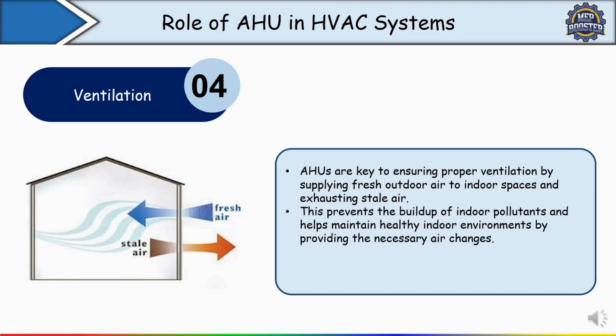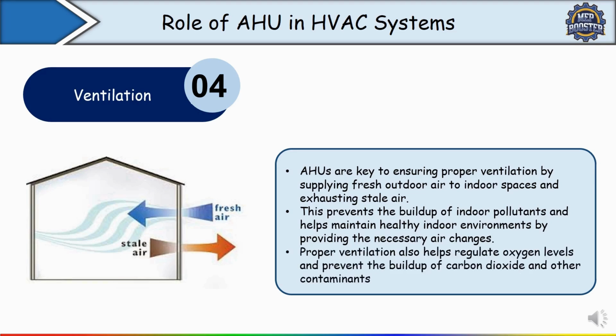This prevents the buildup of indoor pollutants and helps maintain a healthy indoor environment by providing the necessary air changes. Proper ventilation also helps regulate oxygen levels and prevent the buildup of carbon dioxide and other contaminants. For example, in a high-rise apartment complex, the AHU draws in fresh air, mixes it with the return air and supplies it to each unit. So this maintains indoor air quality and prevents the rooms from feeling stuffy or polluted. Okay, so this is the role.